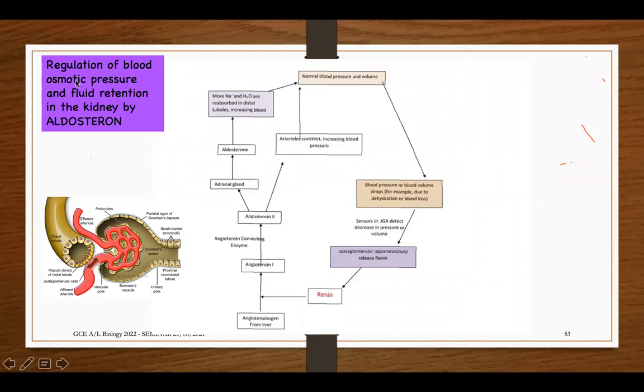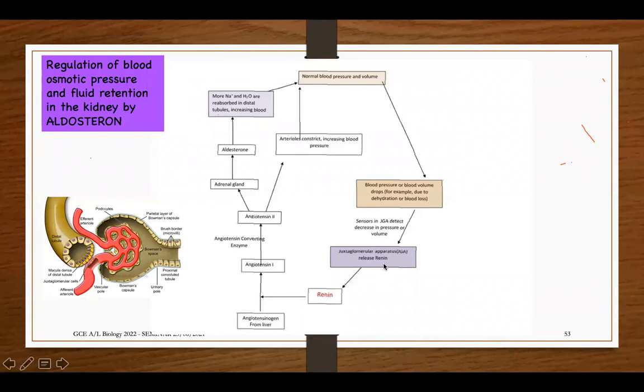It's an apparatus. There are sensors in this juxtaglomerular apparatus, and the function of JGA is that it can secrete certain hormones to constrict our blood vessels. Okay, and that is to somehow get the blood pressure back to normal. Okay, so the juxtaglomerular apparatus will detect the decrease in pressure or volume, and they will secrete renin.